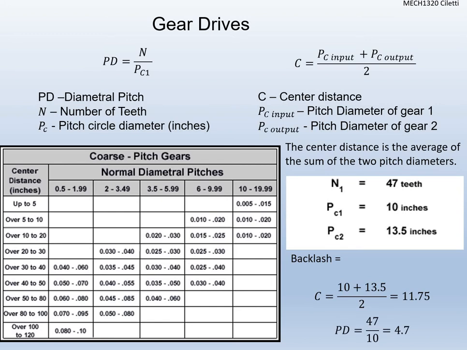Okay, so we're going to take 47 divided by 10. Based on the equation in the upper left-hand corner, that's 4.7. Now we match the row and the column up. We're going to be the 3rd row down and the 3rd column over, that's between 3.5 and 5.99. So it tells us our proper amount of backlash needs to be somewhere between 0.02 and 0.03. Okay, so there's how we calculate backlash.